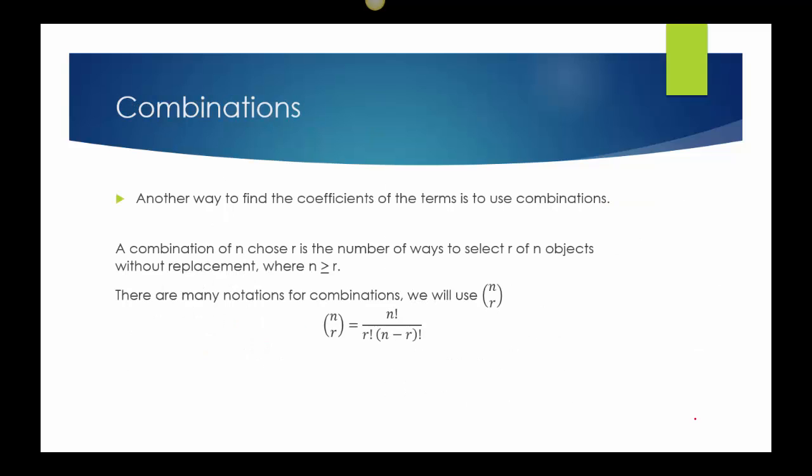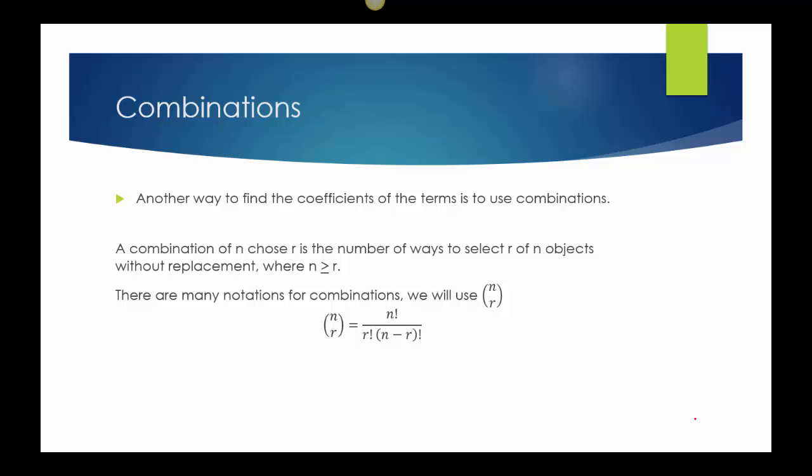Another way to find the coefficients of the terms, if you don't want to have to draw out that Pascal's triangle, is to use something called a combination. So a combination of n choose r is the number of ways to select r of n objects without replacement, and it's really important that n is greater than or equal to r. So this is something we use in statistics and probability. It comes up over and over again when we're doing mathematics, but this is where it falls in for us right now into the binomial theorem.